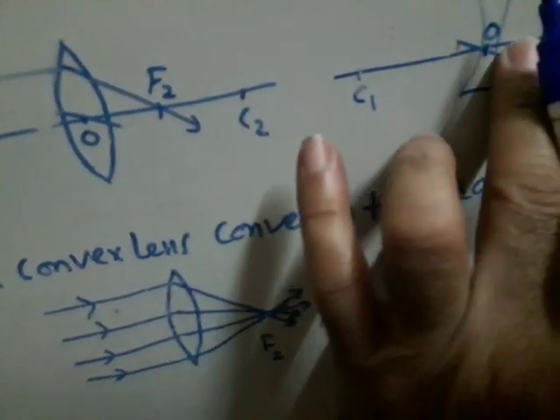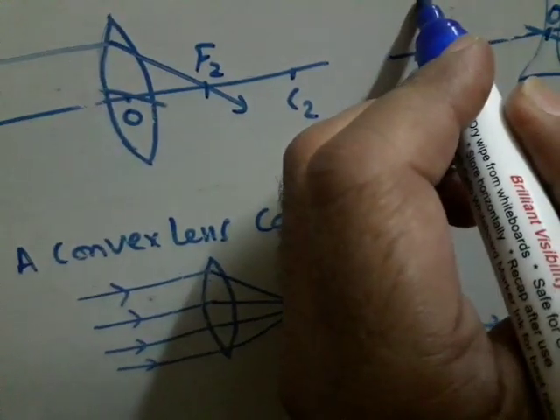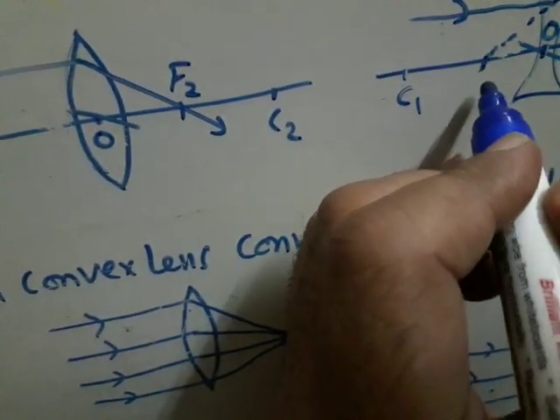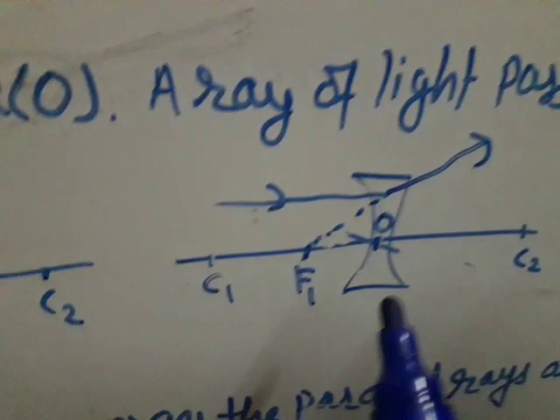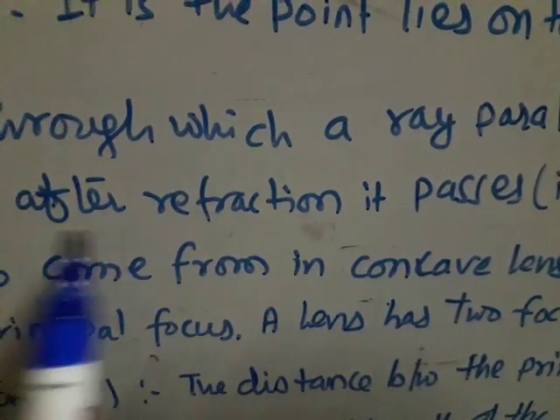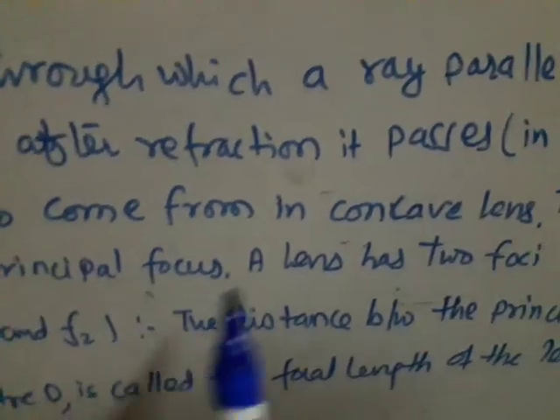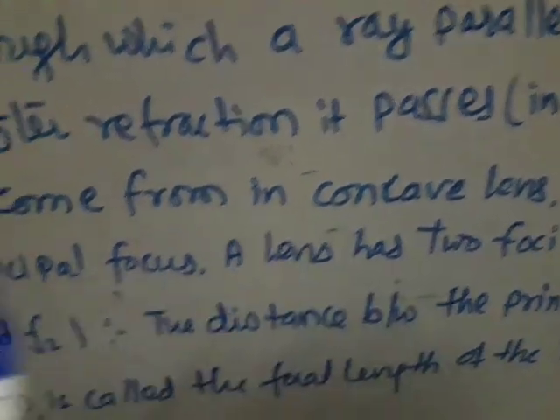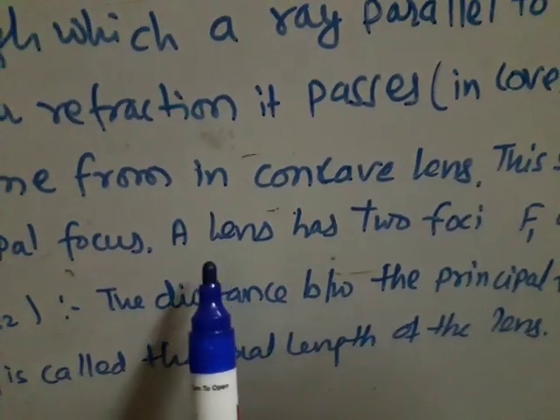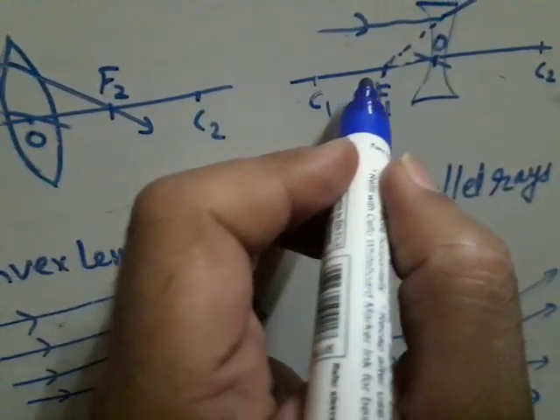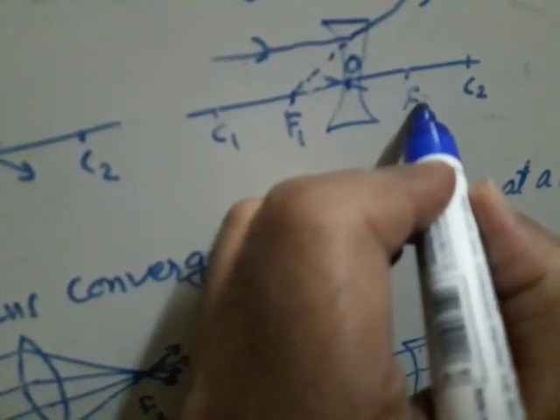And for a concave lens, a ray of light parallel to the principal axis gets diverged, but this ray appears to come from that point. So for a convex lens, after refraction a parallel ray passes through that point, and for a concave lens the ray appears to come from that point, which is called the principal focus. A lens has two foci, F1 and F2. So on this side it is F2, and on that side it is F1. Similarly here it is F1, so on this side it is F2. Okay.